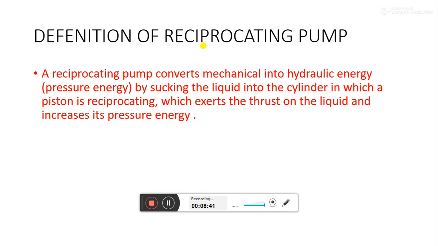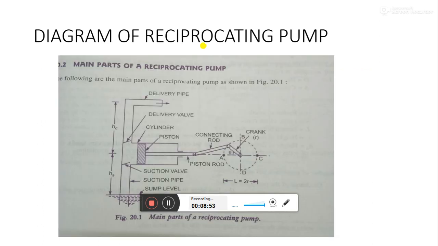So this definition may seem very weird, but once you understand the diagram of the reciprocating pump, it becomes very clear. Okay, so let's move to the diagram of reciprocating pump. So here in the diagram we can see there is a sump. Sump we already know that. What is a sump? A sump is a low reservoir which contains water, and from where we have to take the water and transfer to a higher reservoir here. So sump can be either a well or a pond or a river or any water body which is at a lower level.